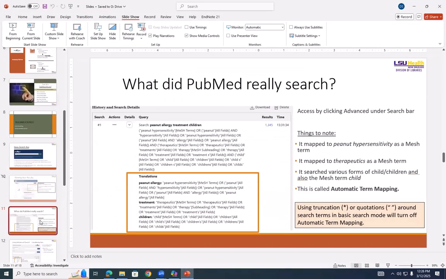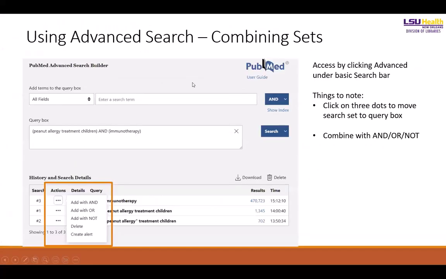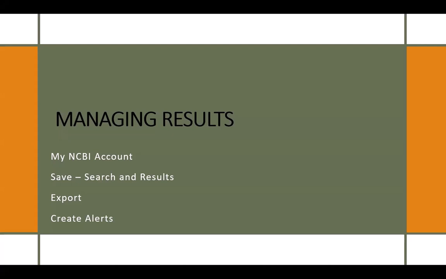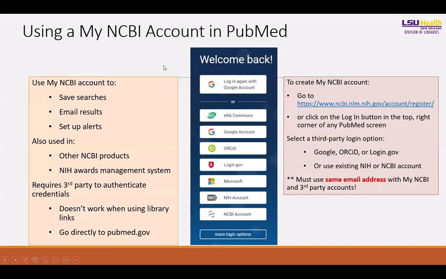Okay, so back to my slides as we finish up. Again, I have all this on my slides, so you can go back and refer to it later. And now I want to talk about managing results and the My NCBI account. When you want to save searches, email results, or set up alerts, you're going to need to use this kind of account. It is also used with some other NCBI products, and it's also used with the NIH awards management system. So you might already have one of these accounts.